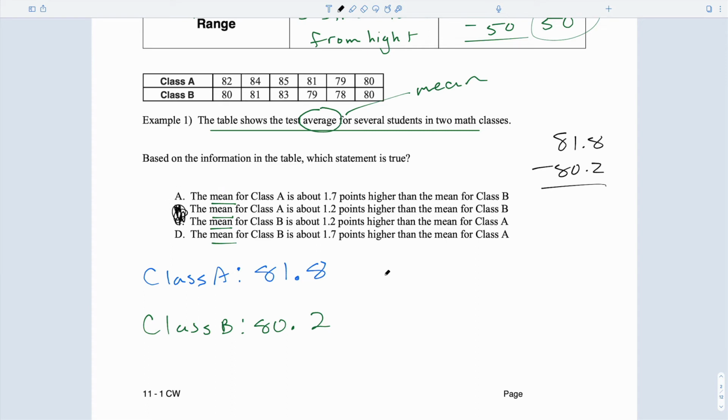Why is it A? Yeah, A is higher. It has the higher number. That's the mean. So we say Class A has the highest, and they were 1.6 higher. Elliot.